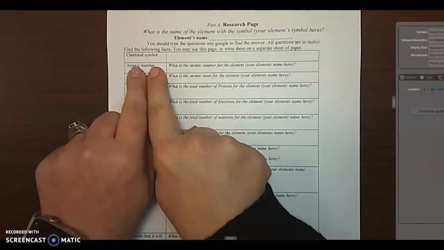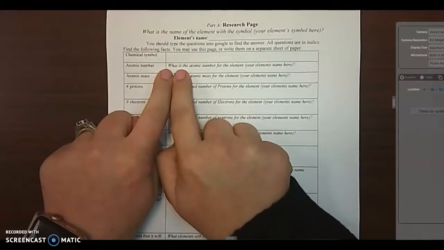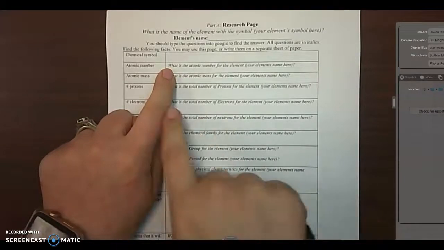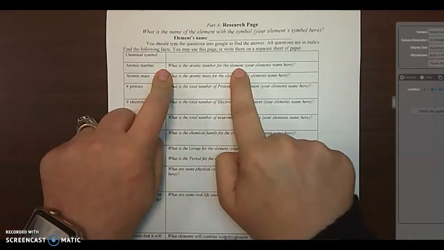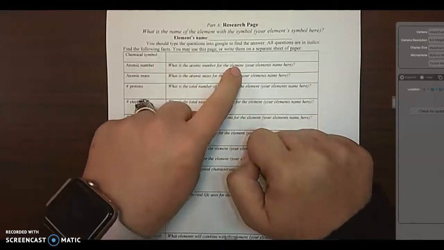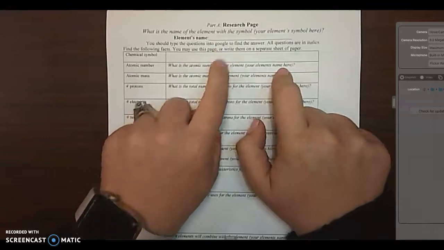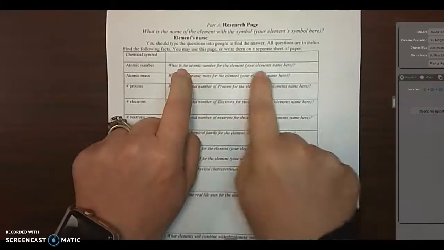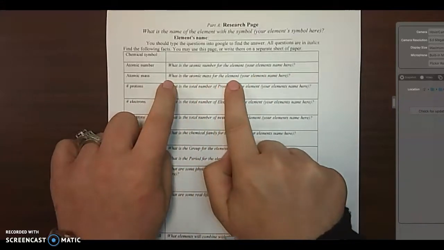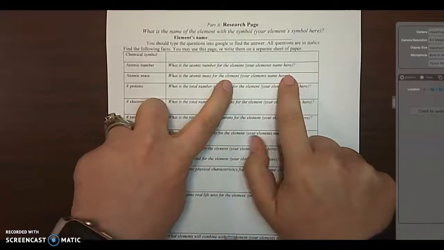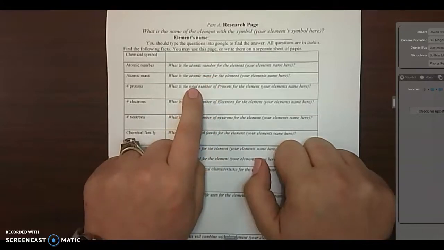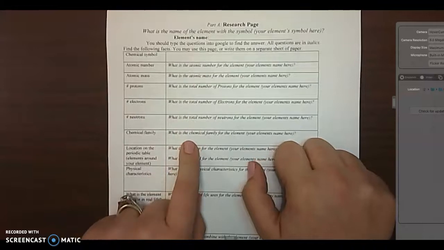The next is your element number, okay? Now, if you are not in class with us, or you're doing this later and you don't know what an atomic number is, then you need to Google what is the atomic number for the element and then type in your element's name. So you would type, what is the atomic number for the element hydrogen, if your element's name is hydrogen. And then you would write the atomic number on this line. Then you would write the atomic mass. So you would say, what is the atomic mass for the element, and then you would type your element's name in, and you would write the atomic mass there. Then you would do the exact same for number of protons, electrons, neutrons, and a chemical family.